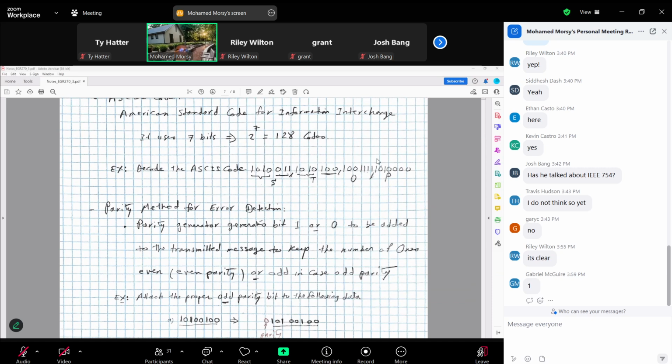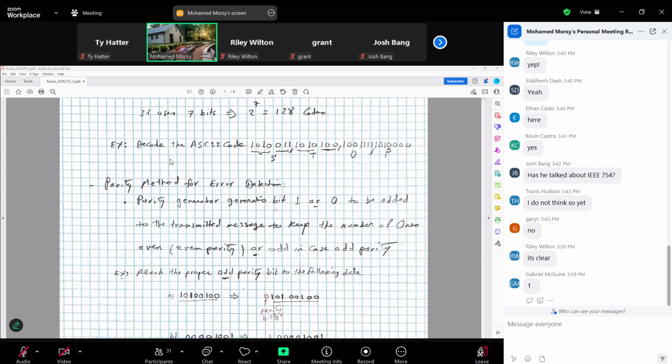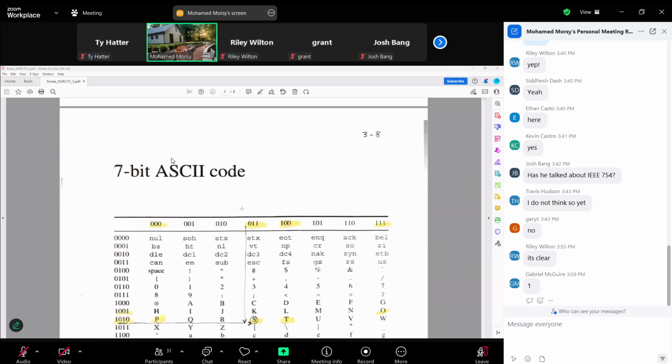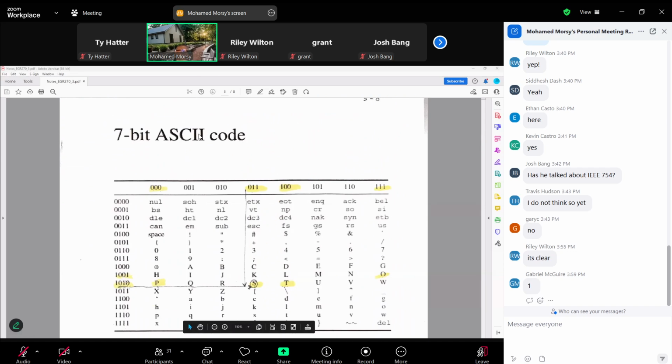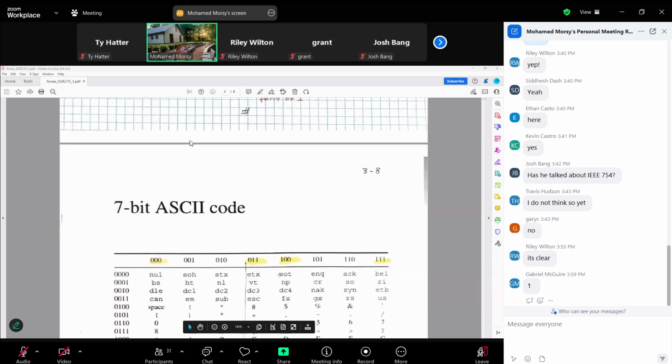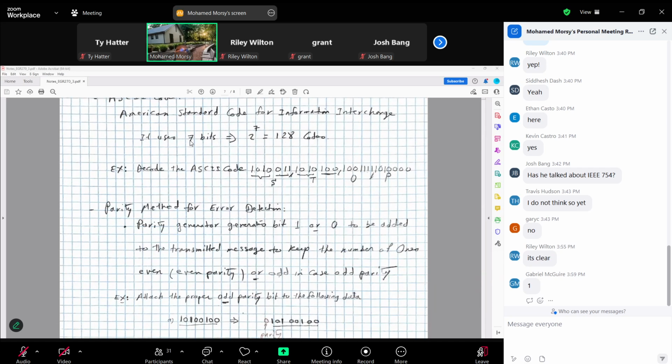Then 1010 again, 100. So 100 again here, and the other 3 bits is 100. So this and that meet at big T here. So this represents big T.